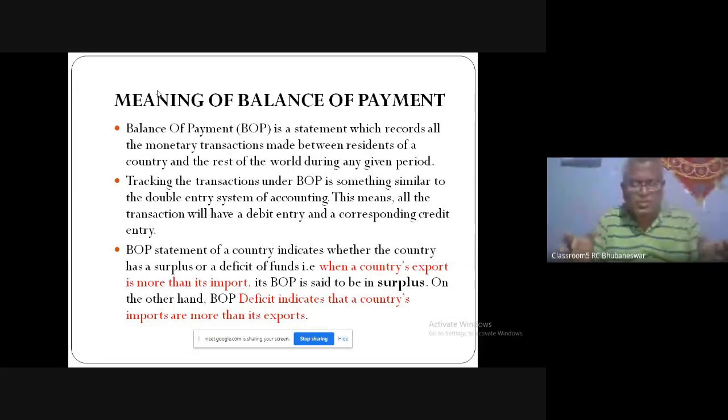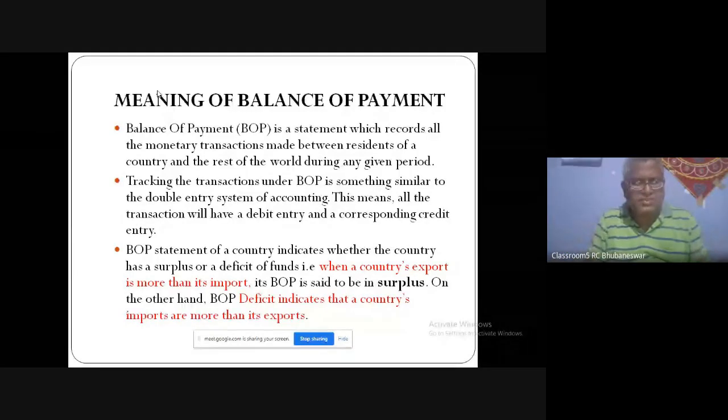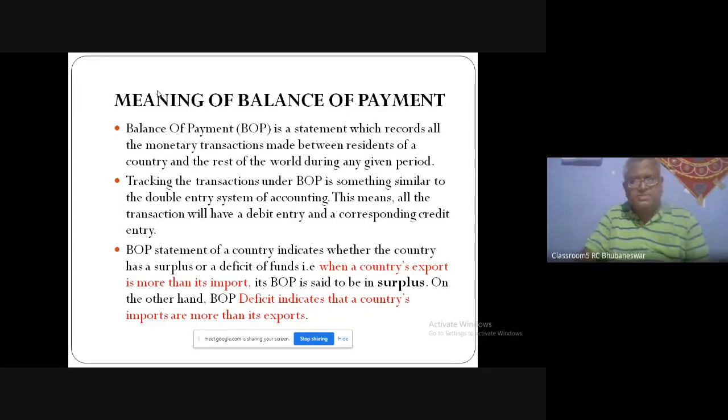What are the two different types of accounts? Later in the PPTs I will discuss. And it is a statement to evaluate the surplus and deficit of funds. Surplus means when the country's exports are more than imports, the balance of payment is in surplus. A deficit means imports are more than exports.